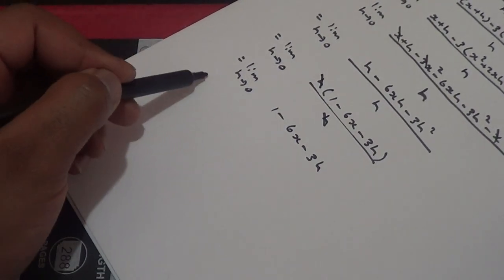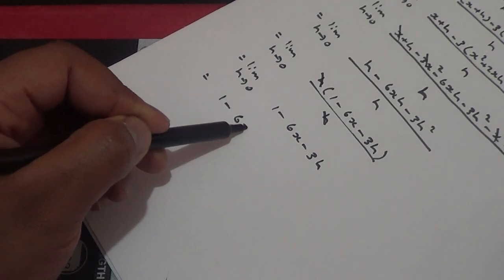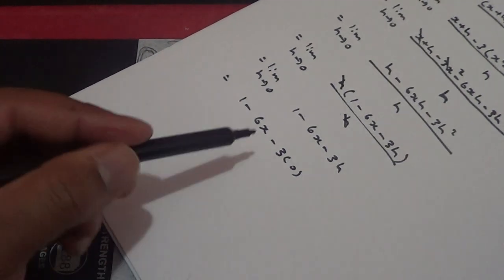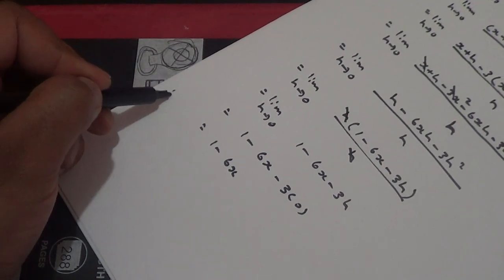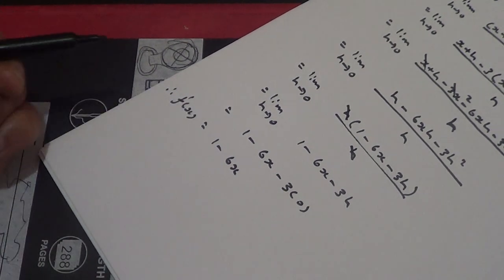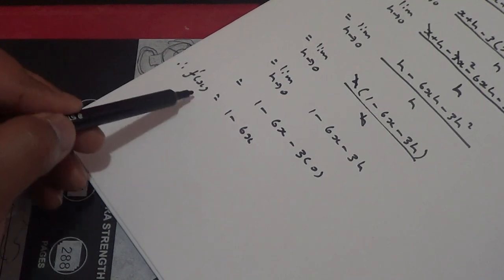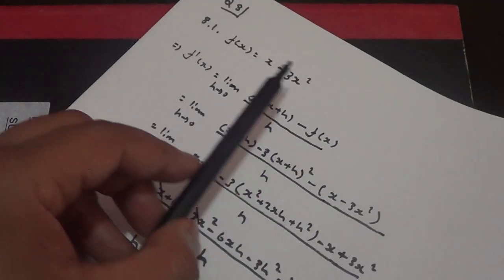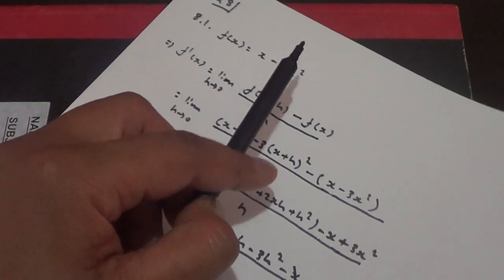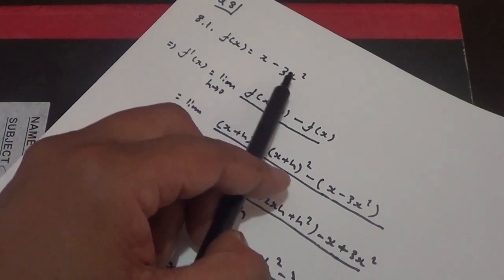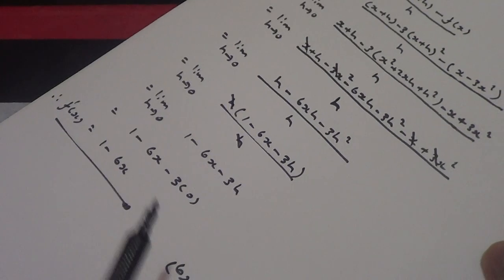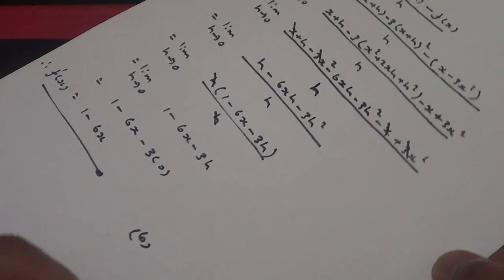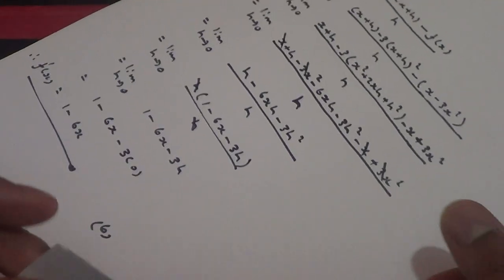Now it's linear, then you can say this is 1 minus 6x minus 3 into 0. And guess what? It's 1 minus 6x. So therefore your f prime is that one. And we already saw that by using our power rule, it really works nicely. You know that this is going to be 1, this is going to be minus 6x, and you have it. So you have your 6 marks. I'm not even going to say where those marks are. You are already familiar with this one. So we can move on.